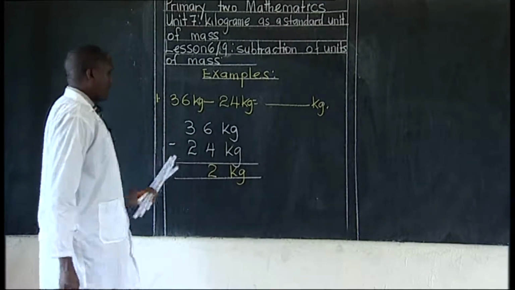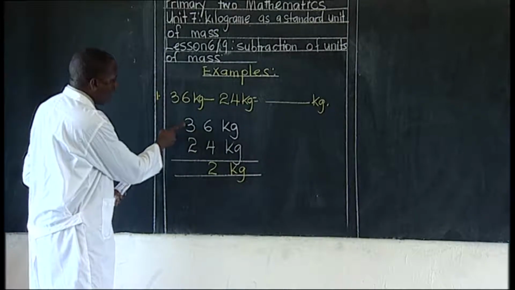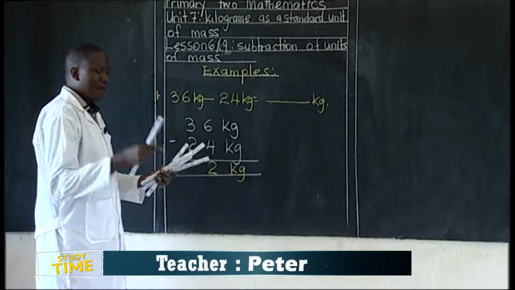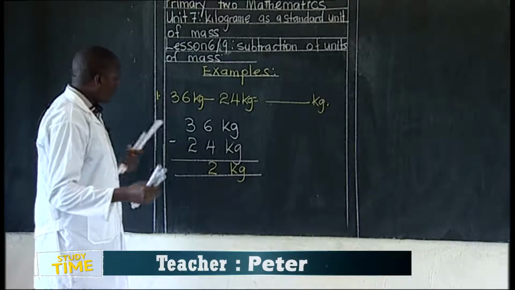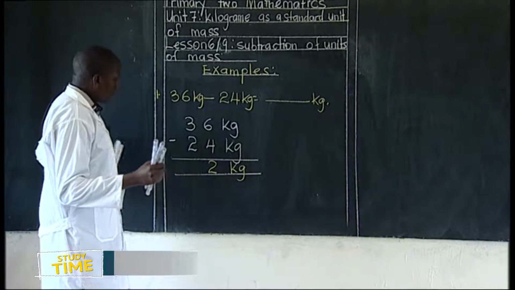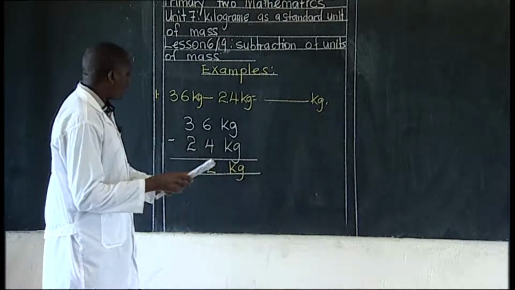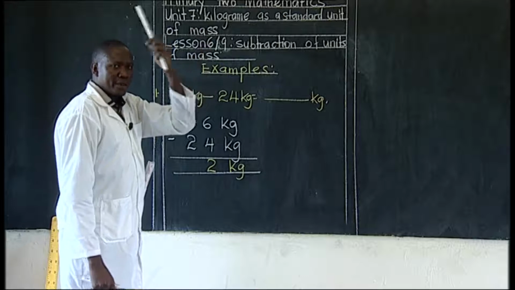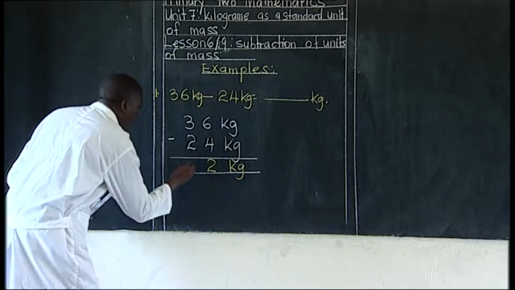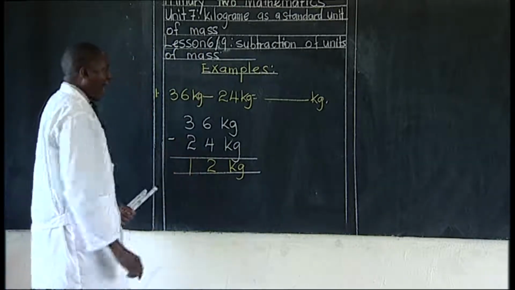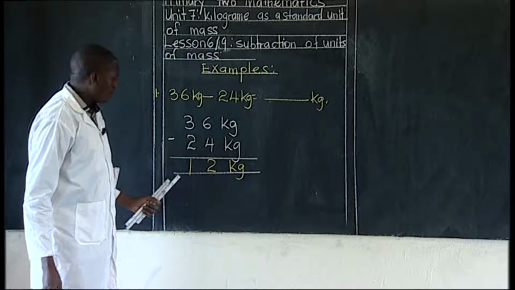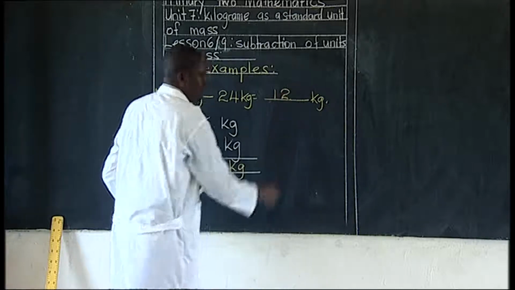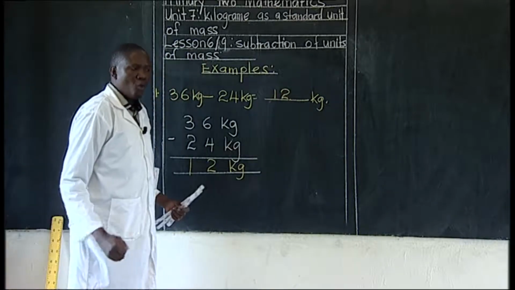Let's go to the place value of tens. We have 3. Take away 2. Now, we shall have 1, 2, 3. That is 3. So we are going to subtract 2. So we have 1, 2. What are we remaining with? 1. Here, I will put 1. How many kilograms do we have now? We have 12 kilograms. Is it okay? Wonderful.